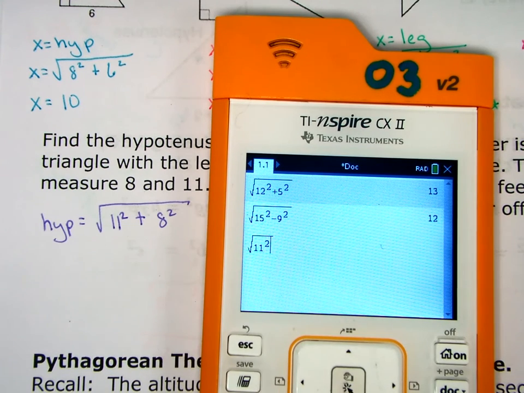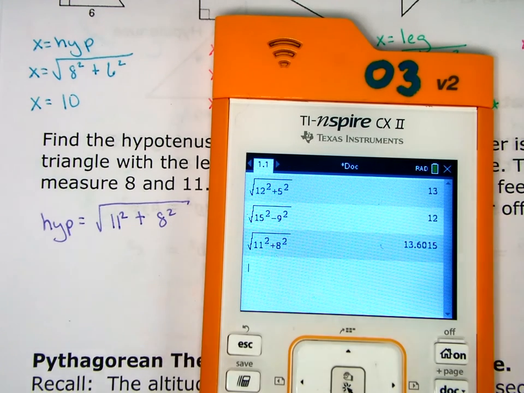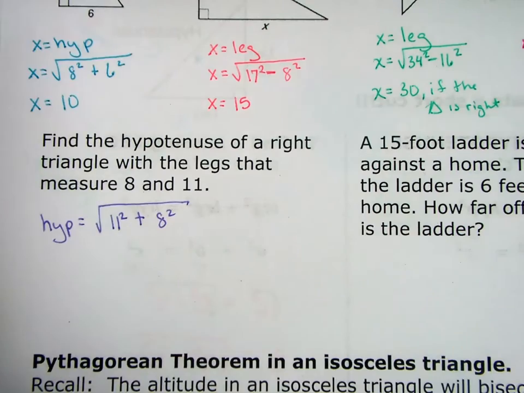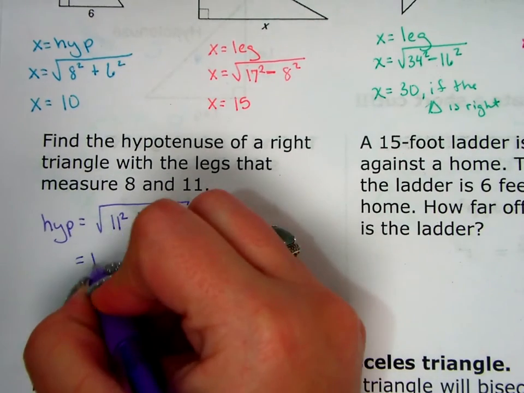When I put this one in the calculator, 11 squared plus 8 squared, it's not a Pythagorean triple. This is our first one today that doesn't give us a whole number. What are we going to round to? How many places? 3 places, so that we're practicing for the AP test someday. So I'm going to have 13.602, because that 5 is going to bump the 1 up.